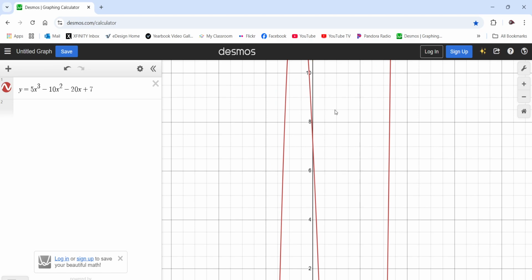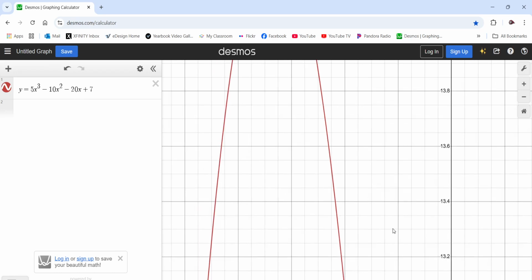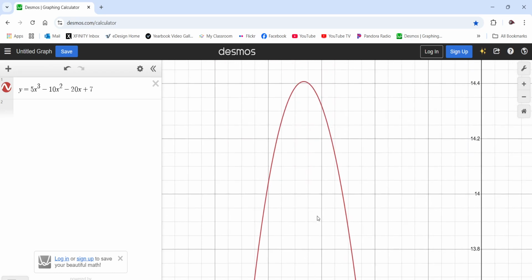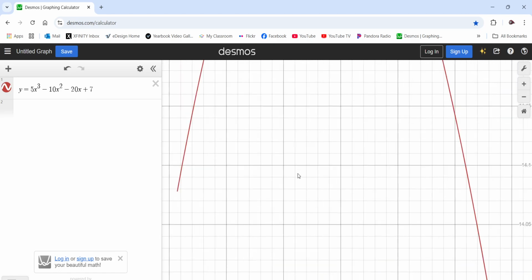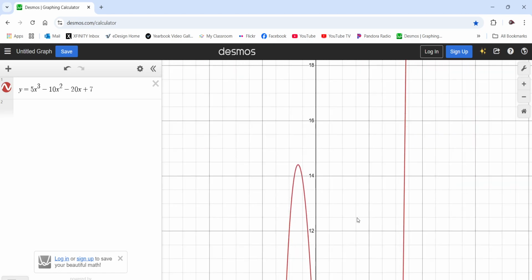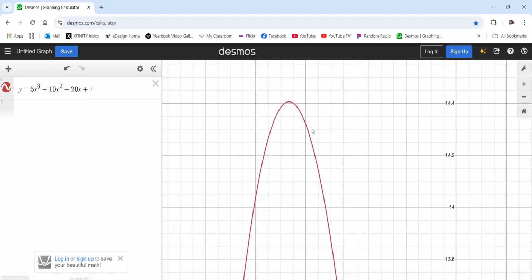Well, at the top of this hill, this little hump right here, at the top of that should be a maximum, right? Is it a relative or an absolute maximum? It's going to be relative, right? Because you do have points that are higher than this point on the graph, correct? But in that little curve right there, that's the highest point.